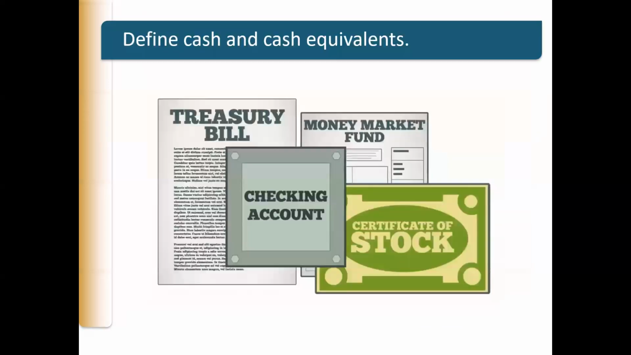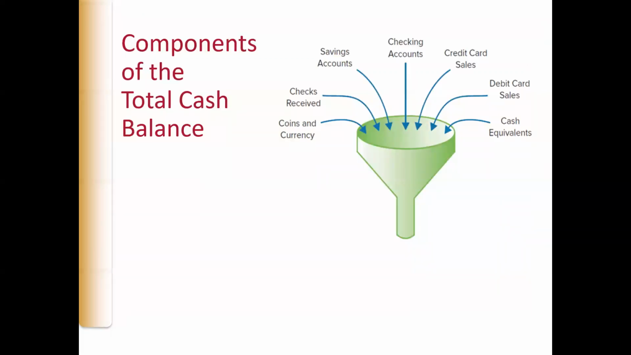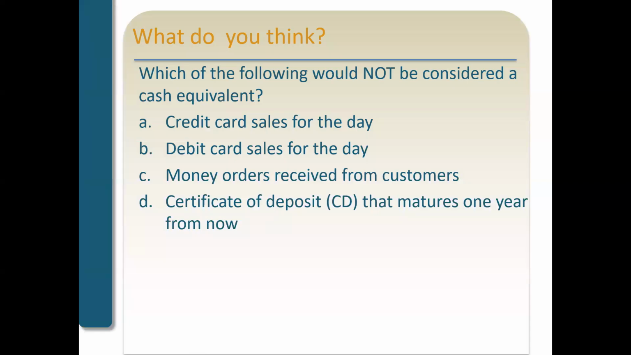Anything? Okay. We're going to talk about what is cash and what we call cash equivalents. Cash can include savings accounts, checks, coins, checking accounts, credit card sales, debit card sales, or cash equivalents. They are all considered cash. Which of the following would not be considered a cash equivalent? Money orders.